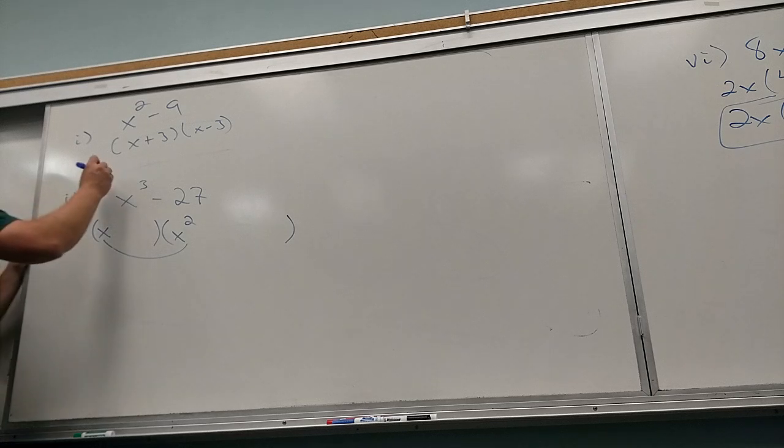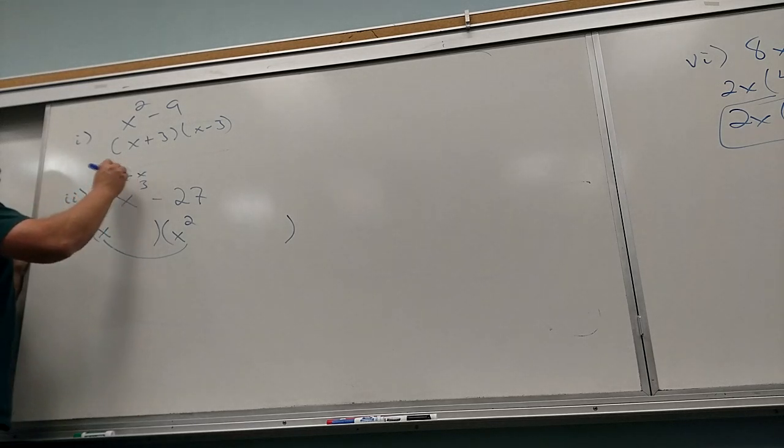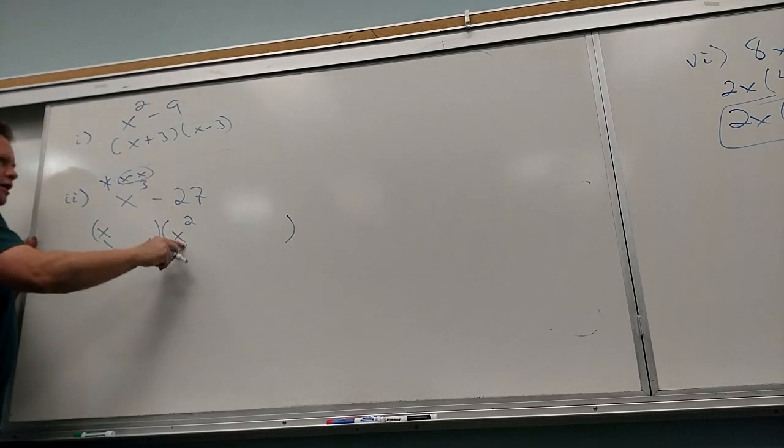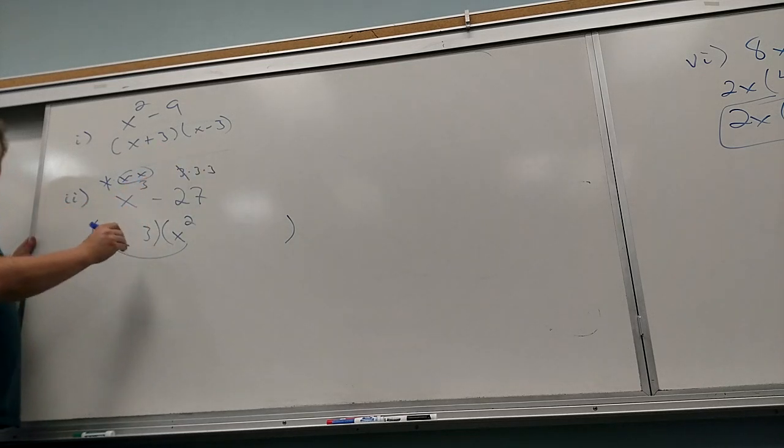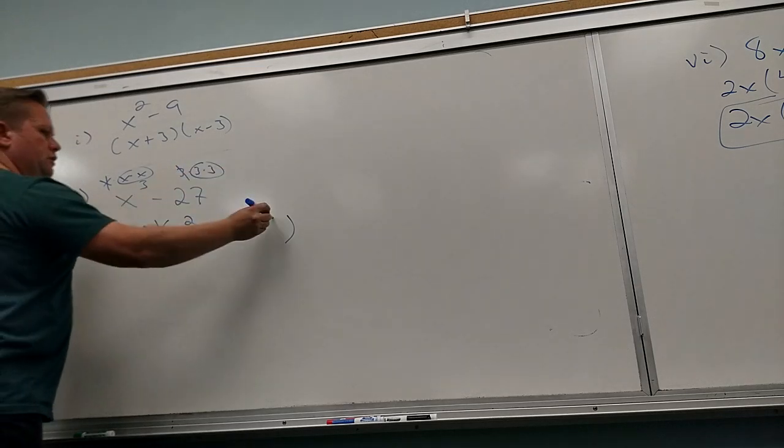So here's another way to see this: this is x times x times x. So I put 1x here, and the other 2x's there. What's 27? 3 times 3 times 3. So I put 1 3 here, and the other 2 3's there.